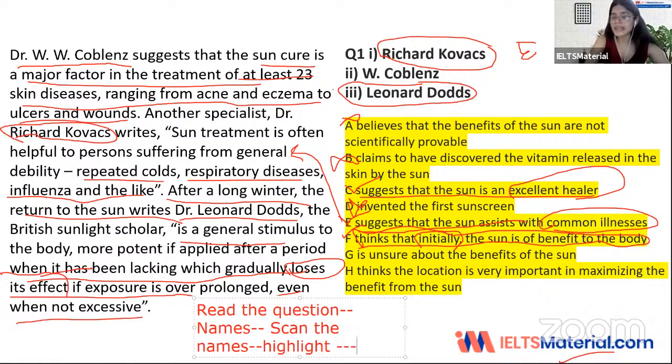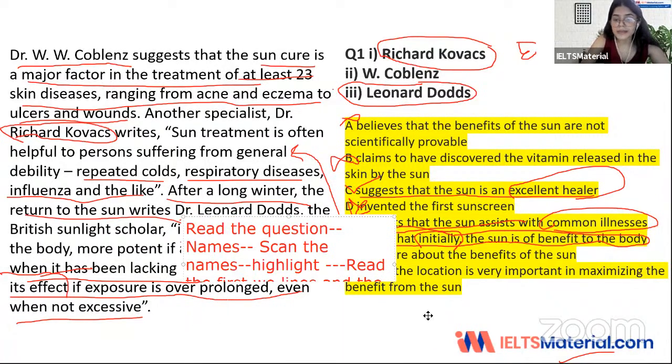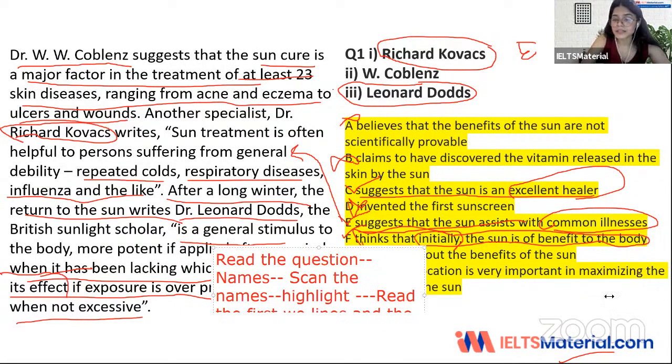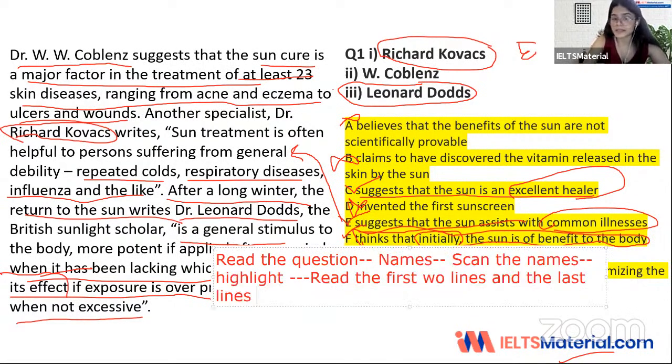Right? After highlighting, your job is to read the first two lines and the last two lines. Do not forget that the first two lines and the last two lines are very important to read, because from these only you will get your answers. Just by scanning, you won't get the answers. When you have read these, try to match them with the statements given to you. When you get the correct answer, you mark it and repeat this strategy for all of the questions. I hope I've made myself clear with this.